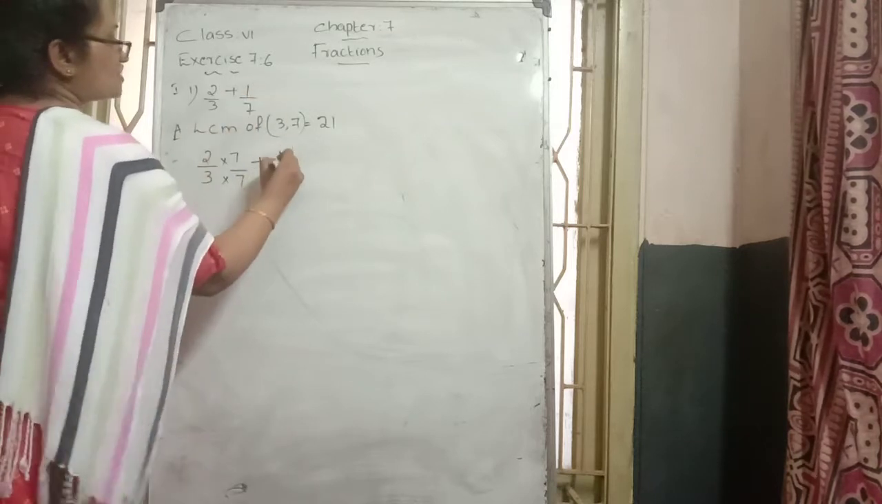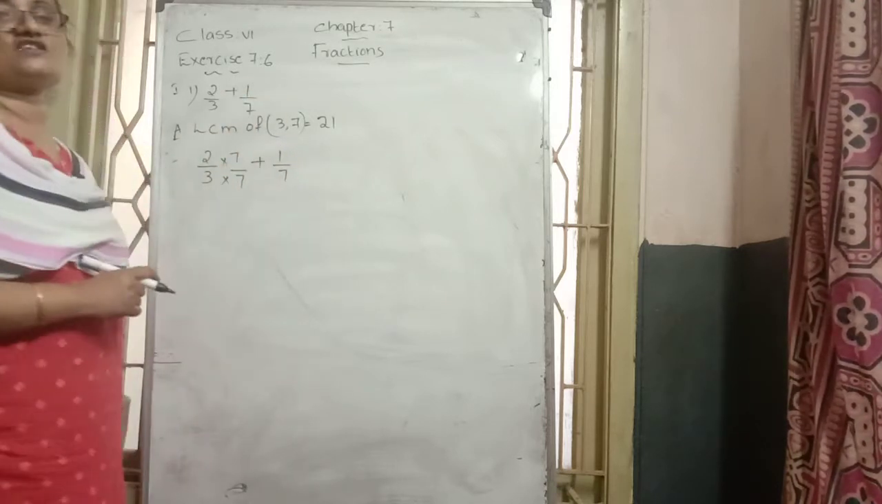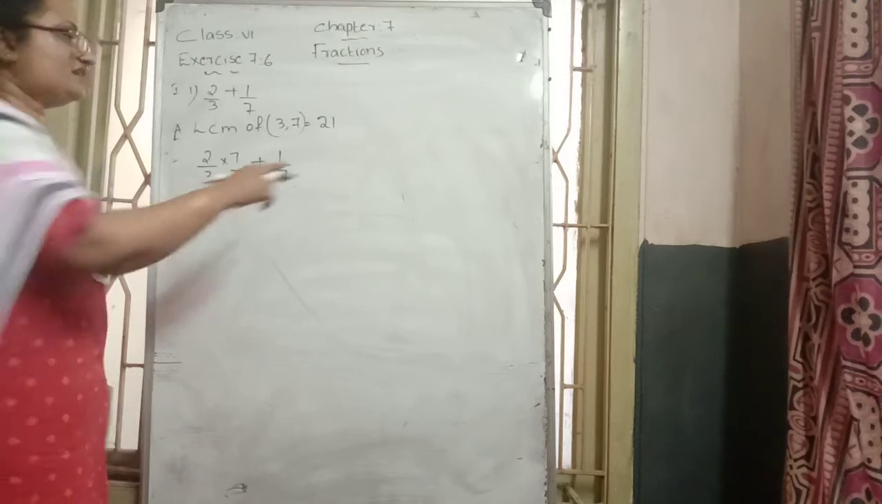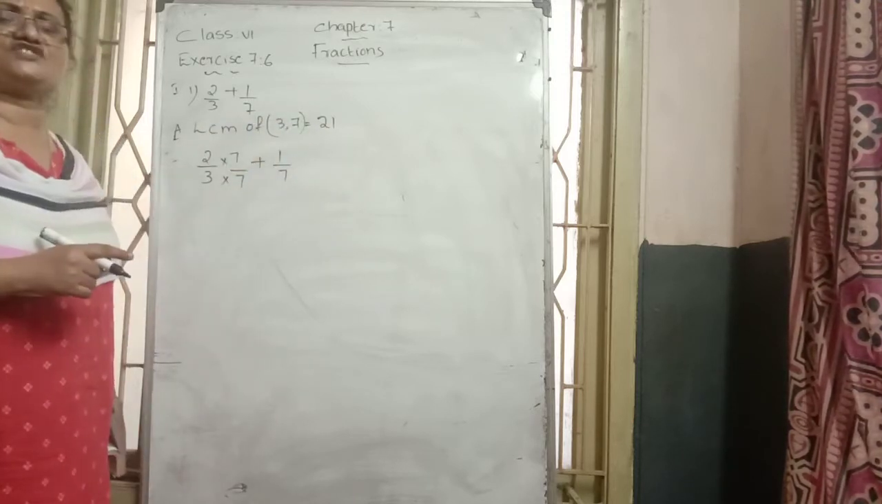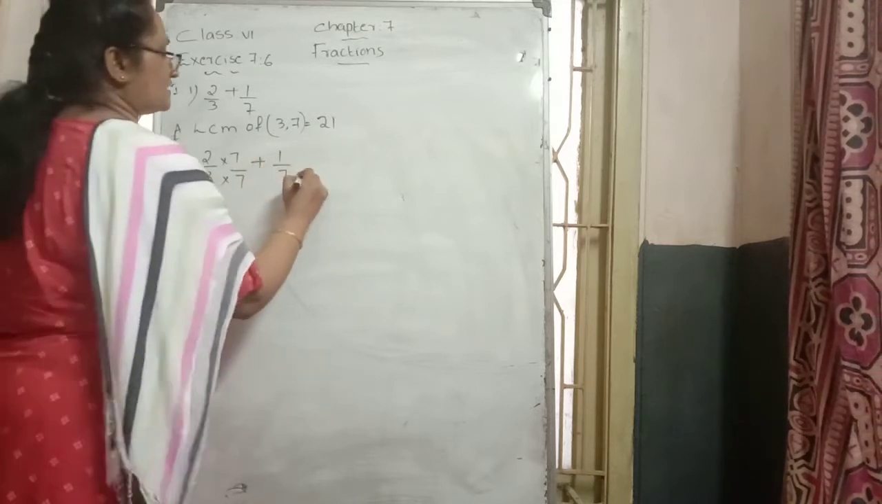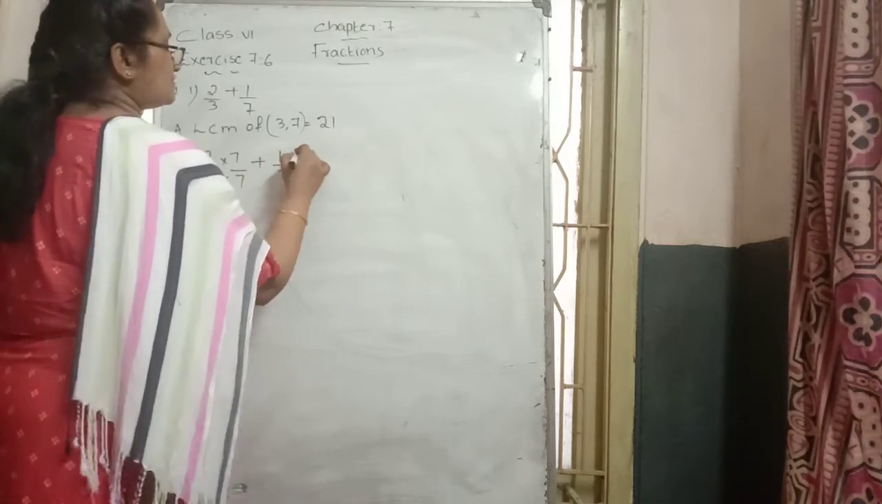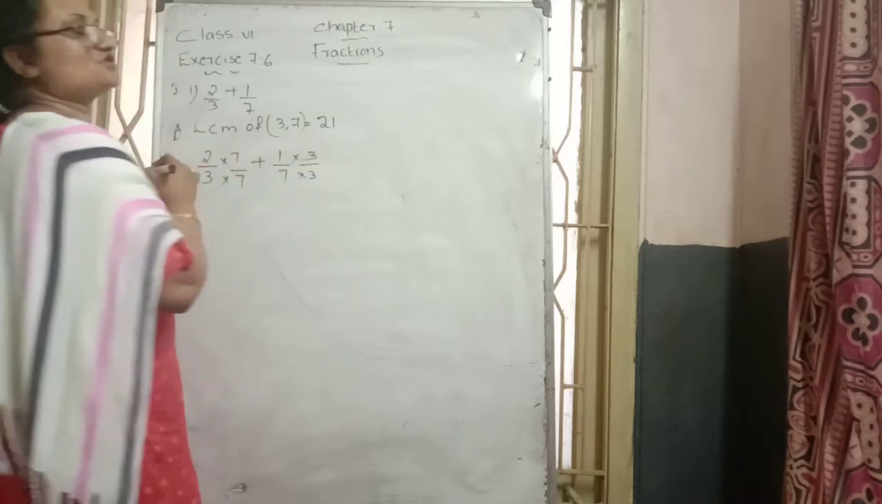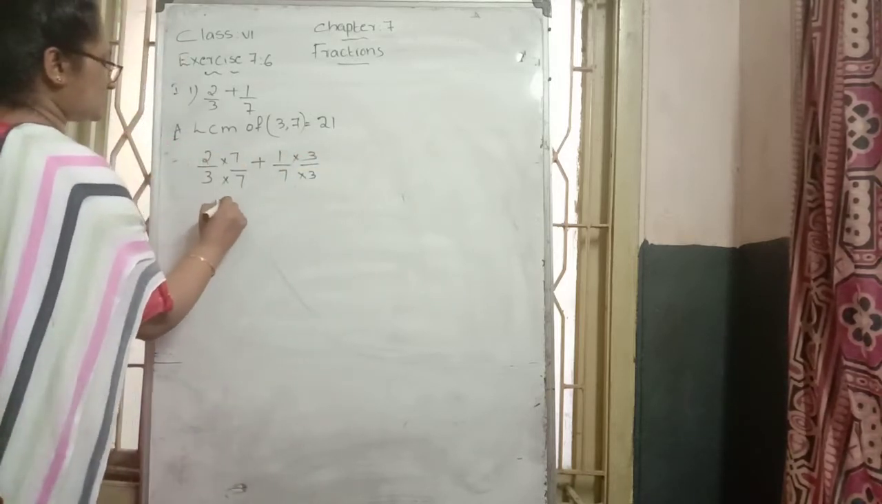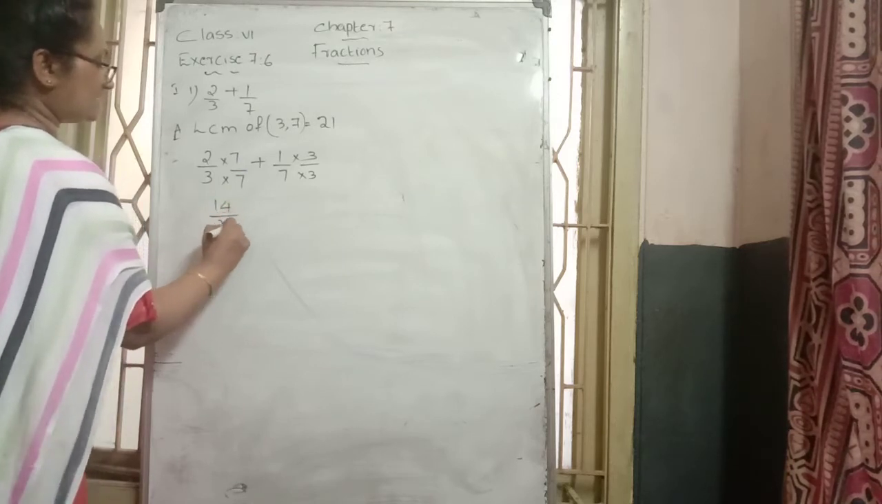Plus the second fraction is 1/7. The denominator is 7. Again, thinking of the 7 table, we get 21. Why? Because the LCM is 21. 7 times 3 is 21, so 7 is multiplied by 3. Any change made in the denominator, the same change is made in the numerator. Then 2 into 7 becomes 14, and 3 into 7 becomes 21.